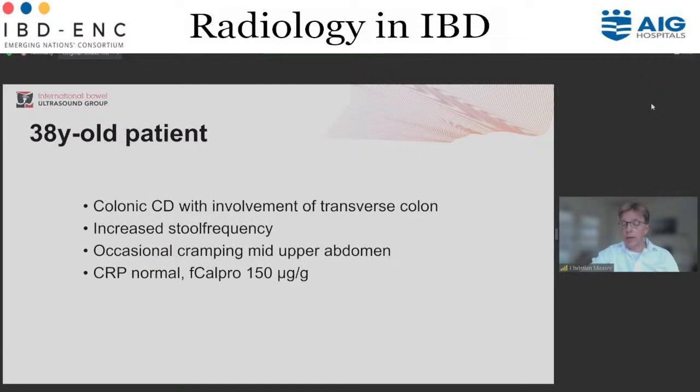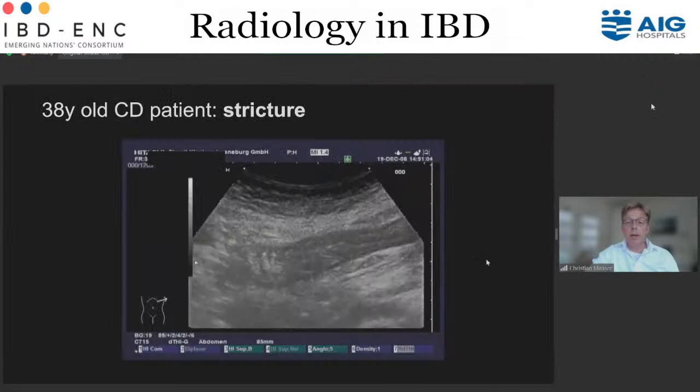Now, just a very few examples: a 38-year-old patient, colonic Crohn's disease with involvement of the transverse colon, increased stool frequency, occasional cramping in the mid-upper abdomen, CRP normal, just a slightly increased fecal calprotectin. We performed an intestinal ultrasound, and you see that's already from 2008.